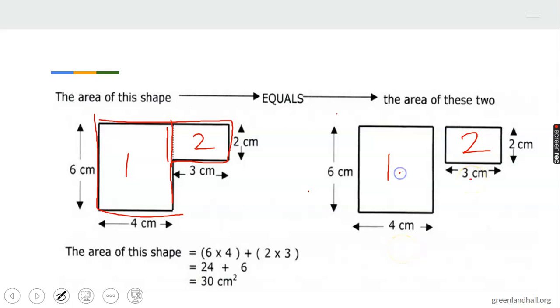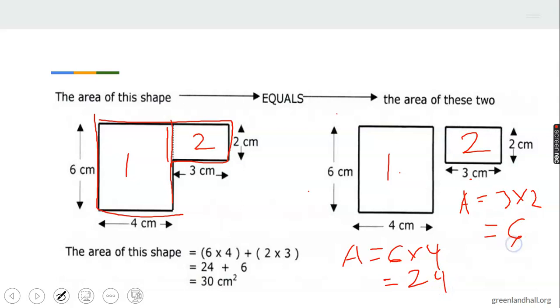Now, what is the area of the first one? 6 times 4, which is 24. What is the area of this one? 3 times 2, which is 6. By the time you sum them together, it will give you 30 centimeters square. Any question?